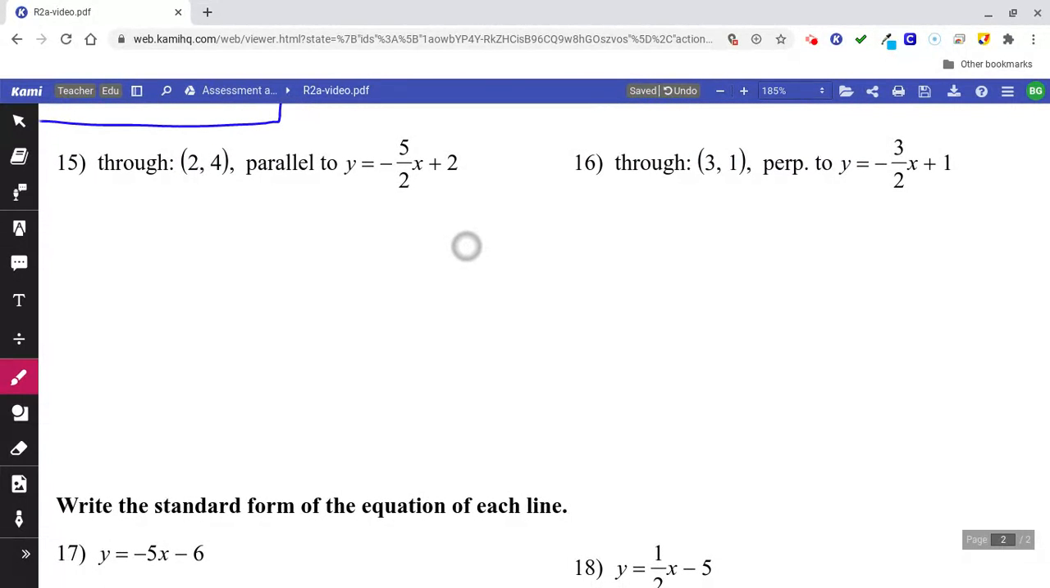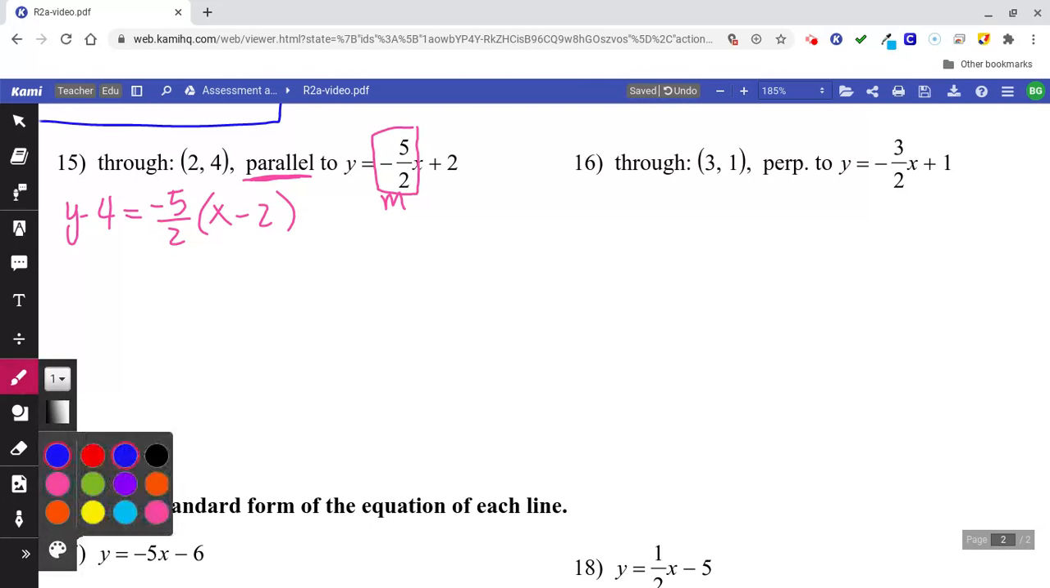I'm still doing the same steps. Step 1, find the slope. So since we're parallel, I know all lines parallel to this line are going to have the same slope of -5/2. So there's my slope. Step 2, point slope form. Y minus the y number equals that slope number times x minus the x number. And then step 3, I want to convert. Again, they wanted slope-intercept form, so keep that in mind.